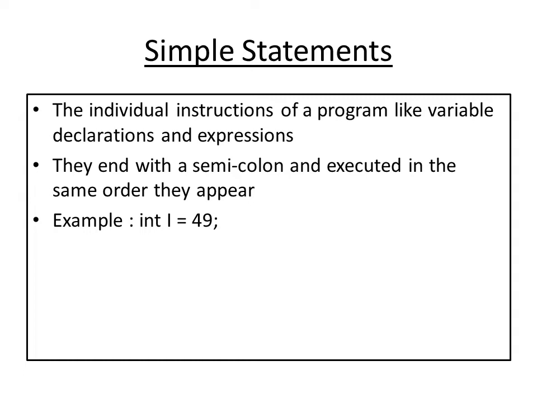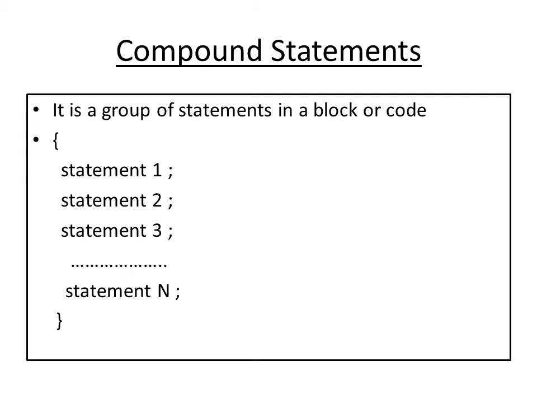Next is the compound statement. It is a group of statements in a block of code. Sometimes we can separate two statements with a comma operator. A compound statement is also known as a group of simple statements. Either it can be separated with a comma operator or together they can form a block of code. From statement 1 to statement n, it is executed sequentially, right after statement 1 we go to statement 2. These are the compound statements.